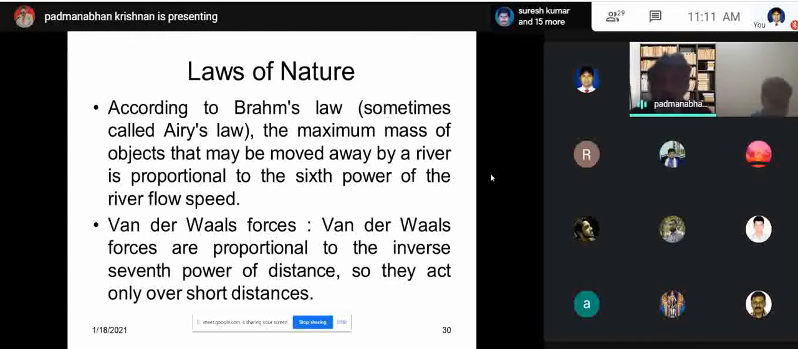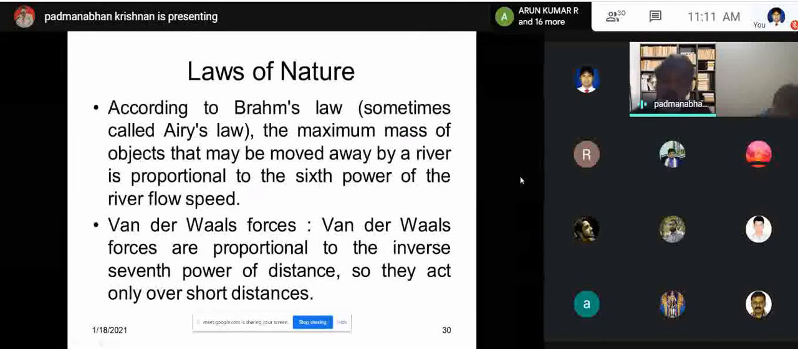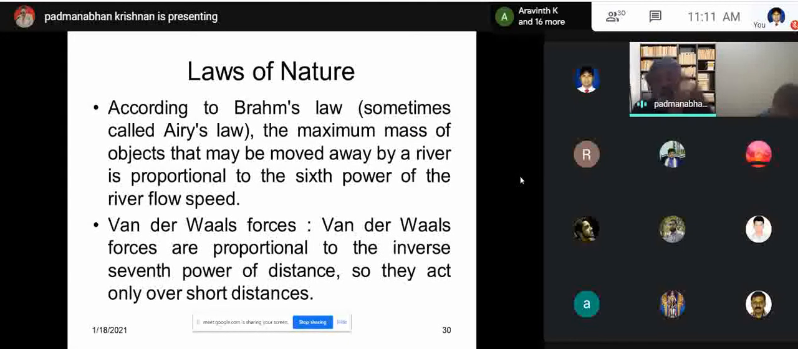You know, you are going to start only at say 4 or 5, power 5. Sometimes for turbulence you need 7, 6, maybe more. Then van der Waals forces are proportional to the inverse 7th power of distance. So very short distance.